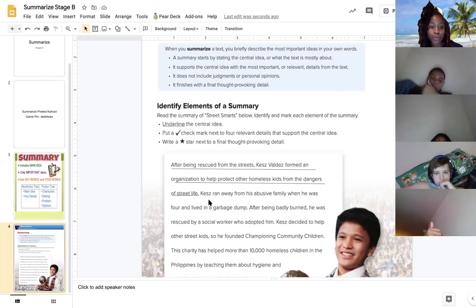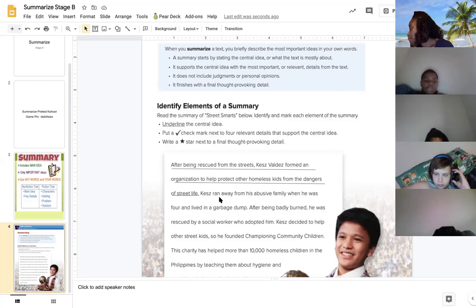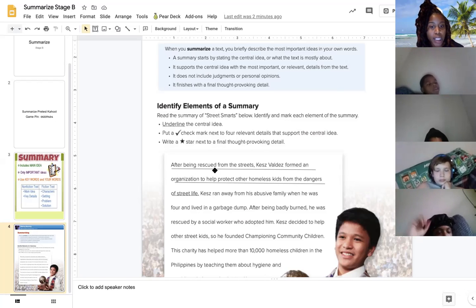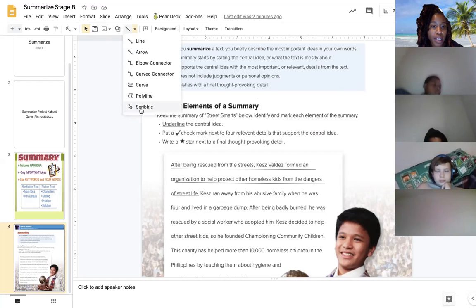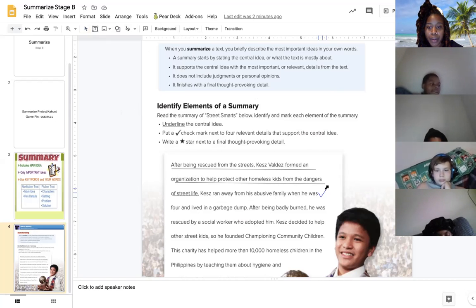Okay. So it is relevant because what is it telling? What is it giving us more information about? Aaliyah? How he was living before he got rescued. Right. And the beginning of our main idea sentence says, after being rescued. This sentence here, Aiden, tells us more about him being rescued, does it not? Okay. Kes ran away from his abusive family. So that is what we need to check. There's one detail. I'll put it over here.